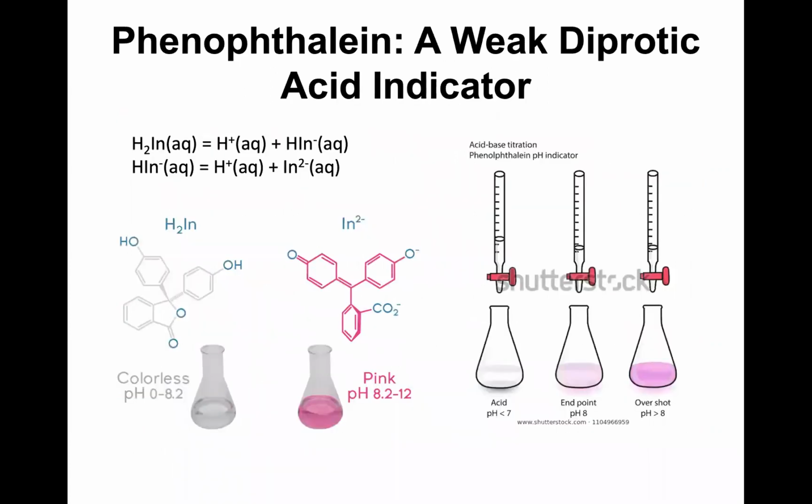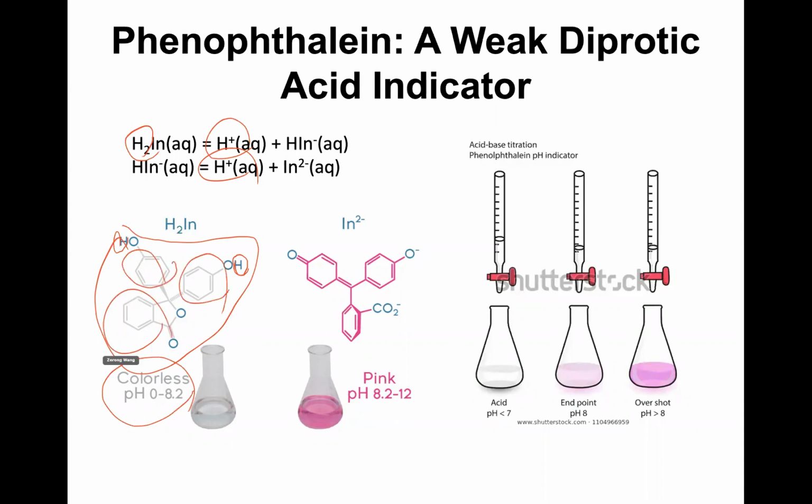Now, for this case, we can use phenolphthalein. This is a weak diprotic acid indicator. You can see it has two protons, and they can be given out at different levels. The structure is shown here. Notice that here is one proton, and where's another one? You can see it here. This form will show colorless, because it has a small conjugated system, so it shows colorless.